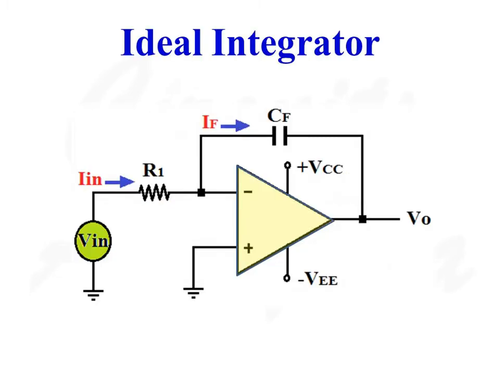In this video, we will discuss the operation of an ideal integrator. This is the circuit diagram of an ideal integrator. Basically, an integrator is an inverting amplifier. The non-inverting input is connected to ground and input signal Vin is applied to the inverting input of the operational amplifier through resistance R1. Capacitance Cf is connected between the output and the inverting input of the operational amplifier.